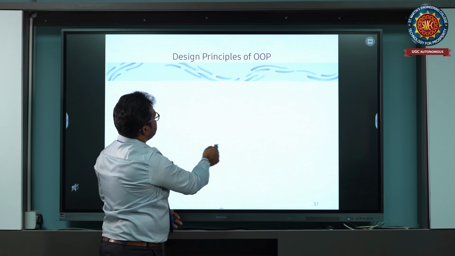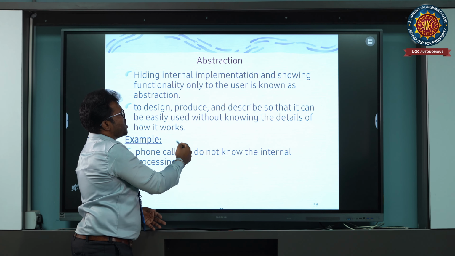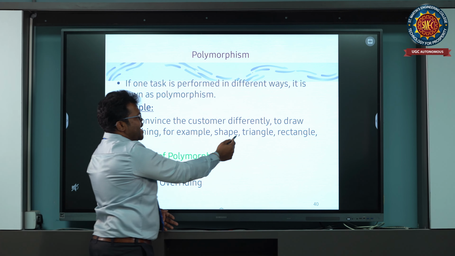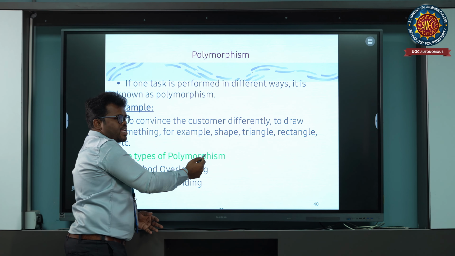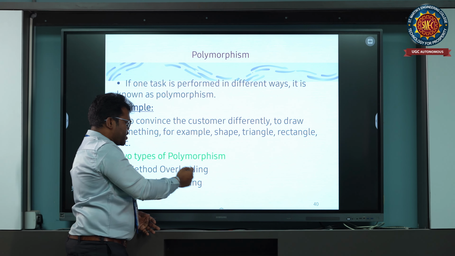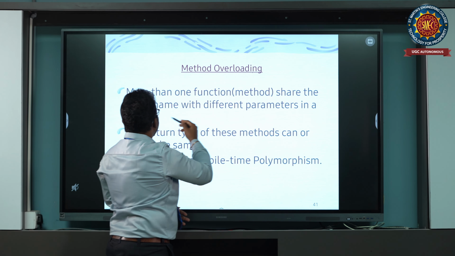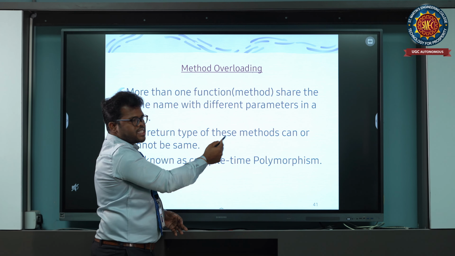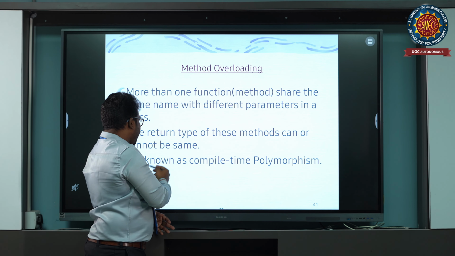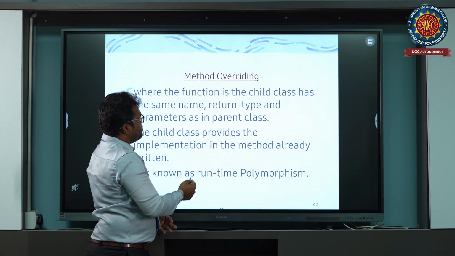This is the terminology and design principles of OOP: encapsulation, abstraction, then polymorphism. This is an example program of polymorphism, to draw something differently, for example shape, triangle, rectangle, etc. Two types of polymorphism: method overloading and method overriding. Method overloading is more than one functionality sharing the same name with different parameters in a class. The return type of these methods cannot be the same. This is known as compile-time polymorphism or method overloading.